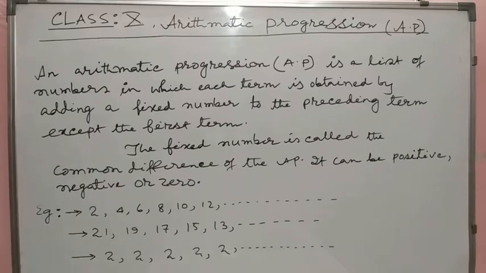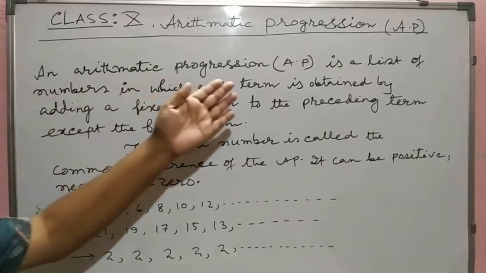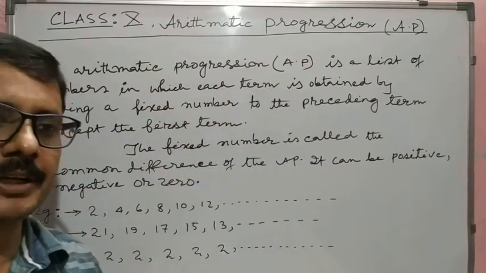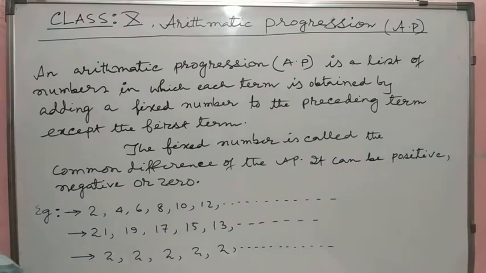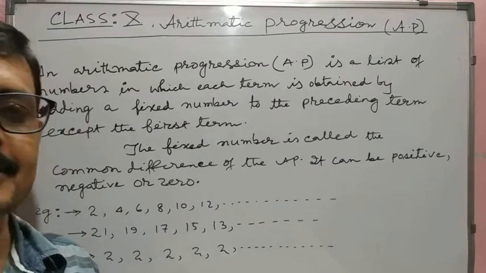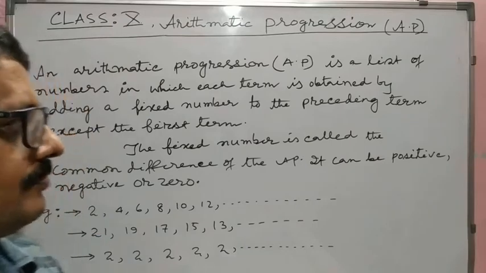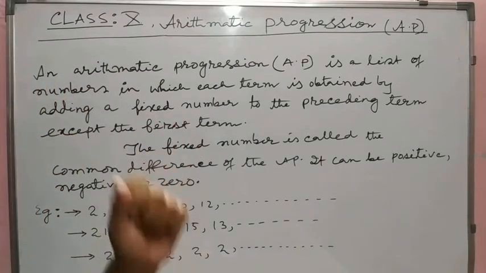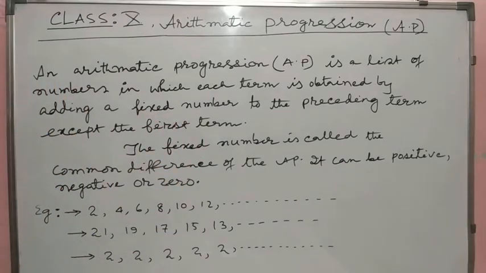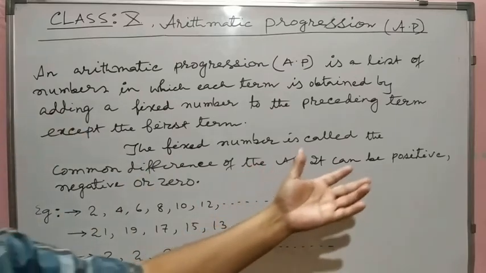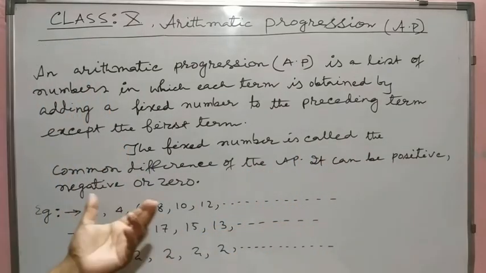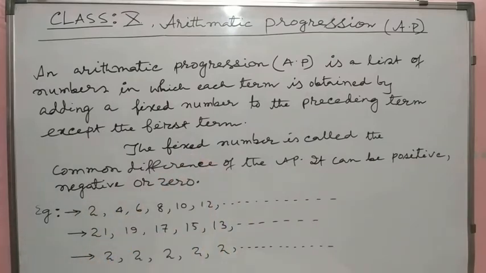Okay, so this is the definition of AP. An arithmetic progression AP is a list of numbers in which each term is obtained by adding a fixed number to its preceding term except the first term. This fixed number is called the common difference, and that common difference can be positive or negative or zero. Now let us see some lists of numbers.